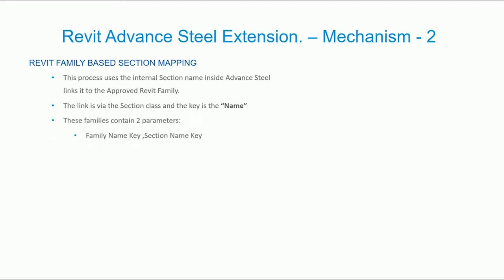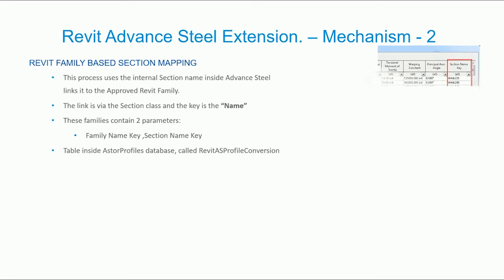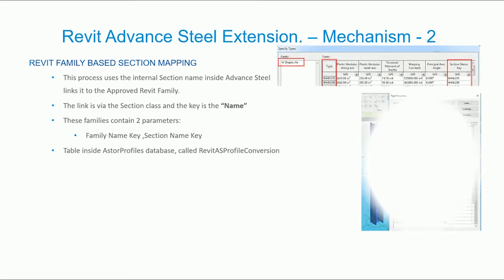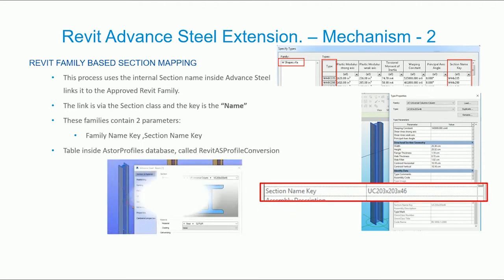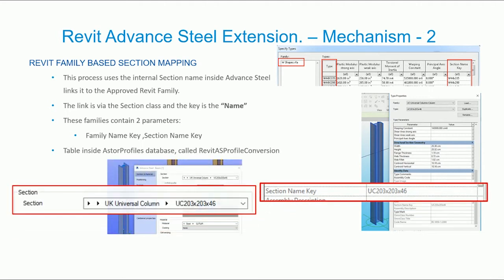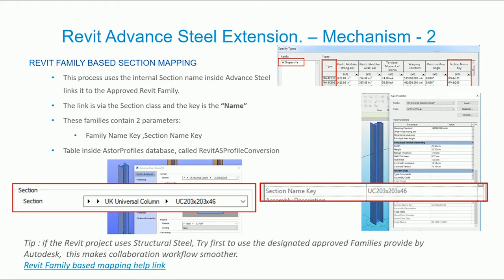So this is basically the mechanism that's used when they use the approved families in Revit now. They use the section name that's in Advanced Steel and they map that into the Revit family, and this just makes it a lot easier. So if you are using the approved families, which there is a list available for on the help pages for Revit, and we'll probably come on to that later on, it just makes it easier for everybody to work.